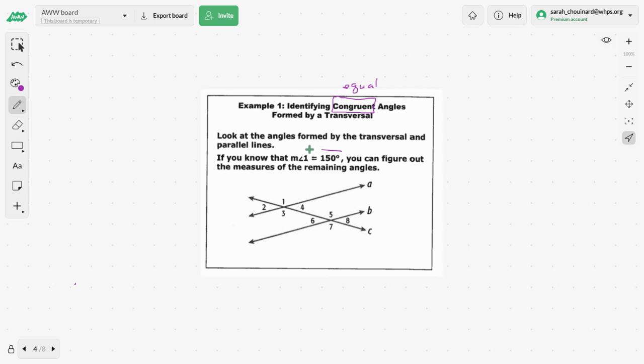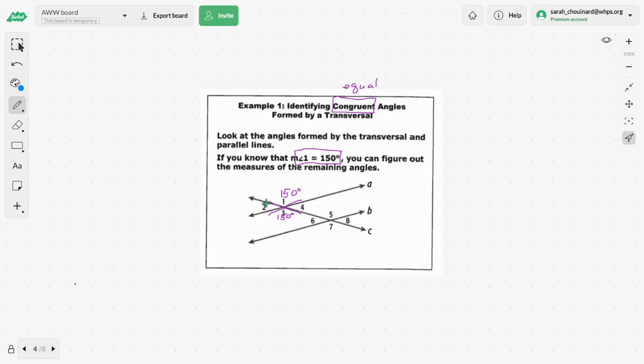So here we know that angle 1 is 150 degrees. Which other angle in this diagram looks like it's also 150 degrees? Well, angle 1 and angle 3 are our bow tie angles. A little bit of a sideways bow tie, but they're a bow tie nonetheless, which means they're vertical. So angle 1 and angle 3 both have to be 150 degrees.